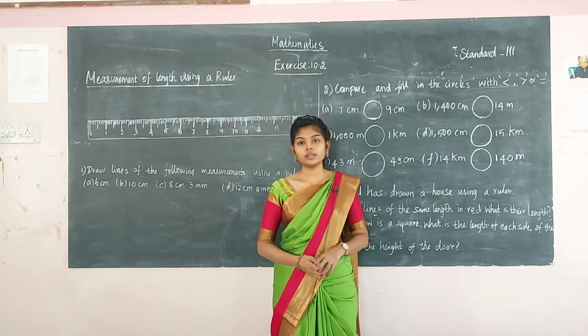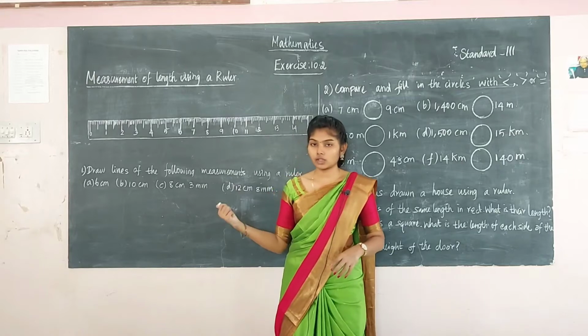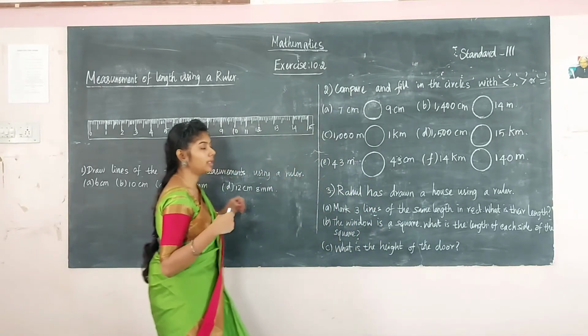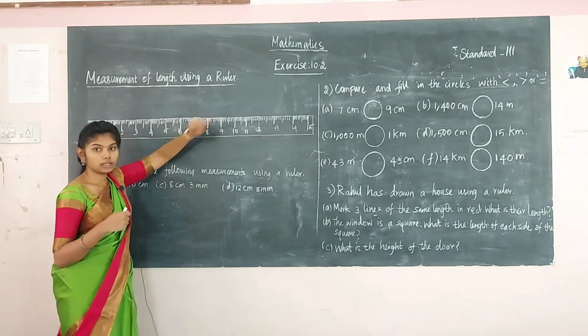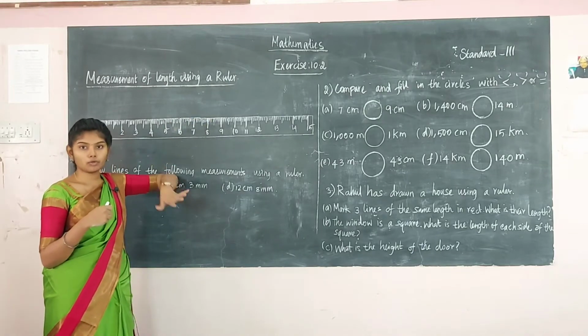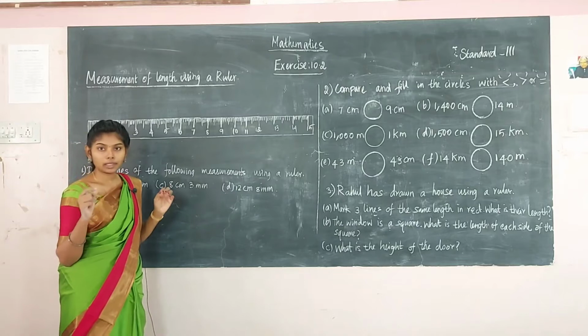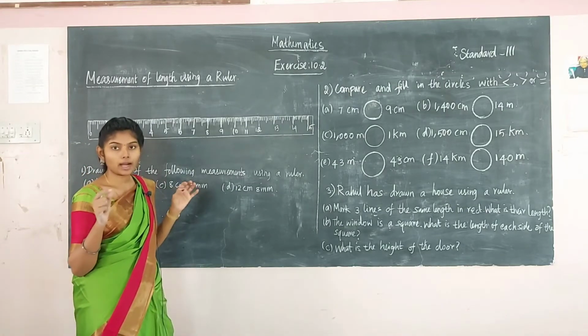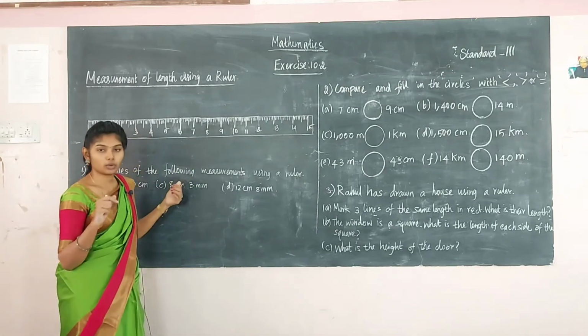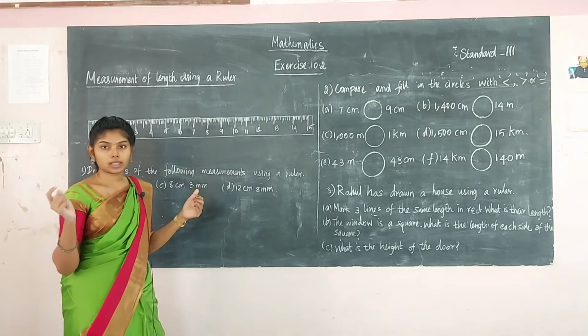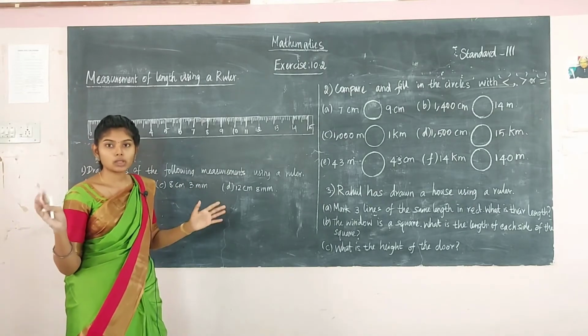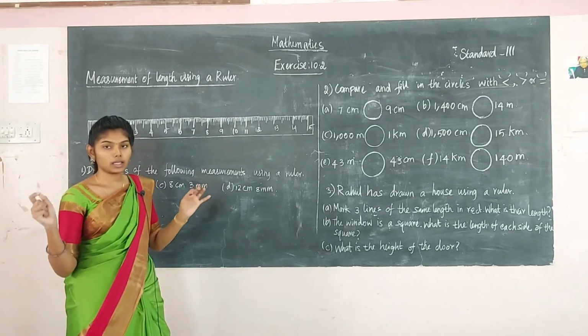Good morning students. Today we are entering into the next topic, that is measurement of length using a ruler. In the last class we have seen measurement of length. Here the ruler is the scale. You will have a centimeter scale in your box, and with that only we are going to see measurement. A 15 centimeter scale is a short scale, and a long scale will have 30 centimeters.